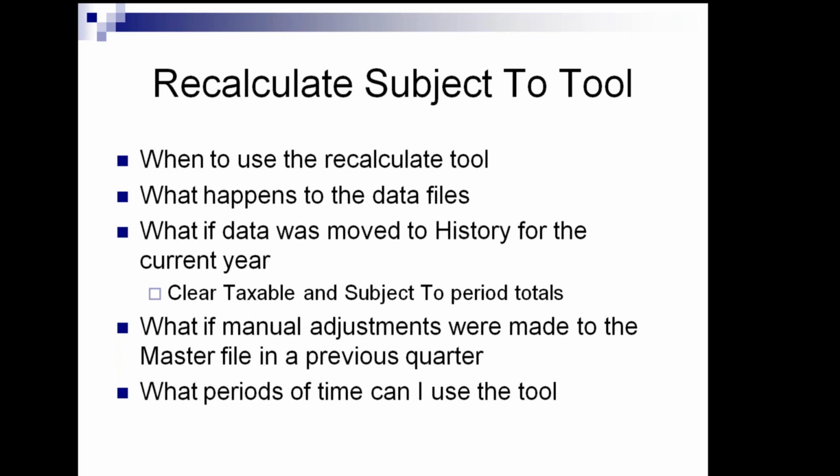Now, what if manual adjustments were made to the master file in a previous quarter? They get overridden because this is going to go back and it's going to adjust everywhere that it can. So it would adjust the current month, the current quarter, the prior quarter, the current year, the prior year, depending on what files you use. Okay. And then what periods of time can I use the tool? Current year, current quarter, prior quarter, current month, prior month. So it's affecting all of those periods of time when you run the Recalculate Subject To.